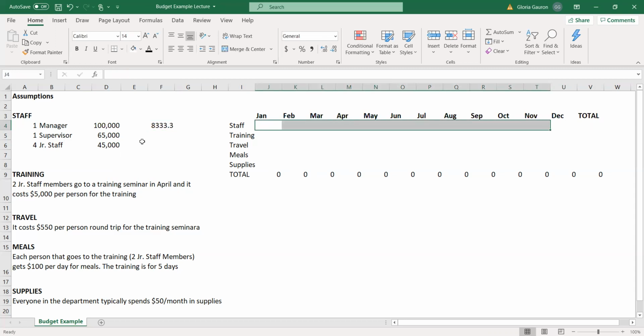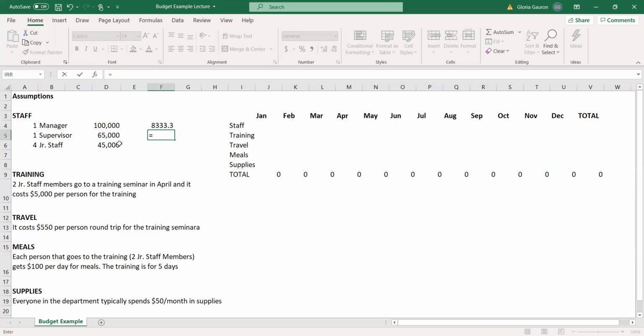But now I have my supervisor who makes $65,000 a year, and I'm going to do the same thing. I'm going to equal the 65, and I'm going to divide that by 12 for 12 months. And now I have my junior staff members. So just to take it through step by step, there are 4 of them. So the first thing I'm going to do is find out what each junior staff member earns a month.